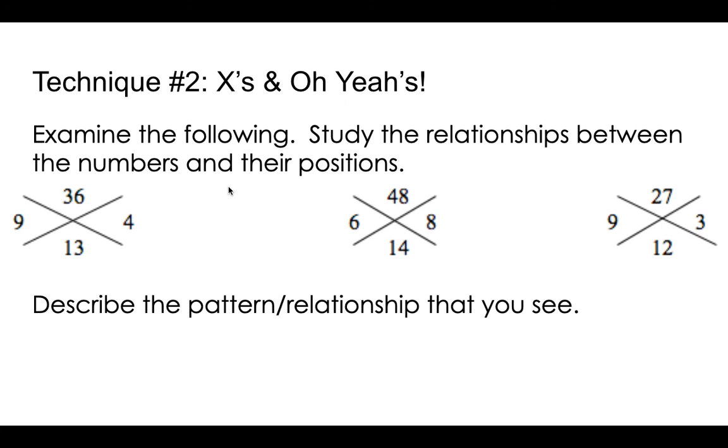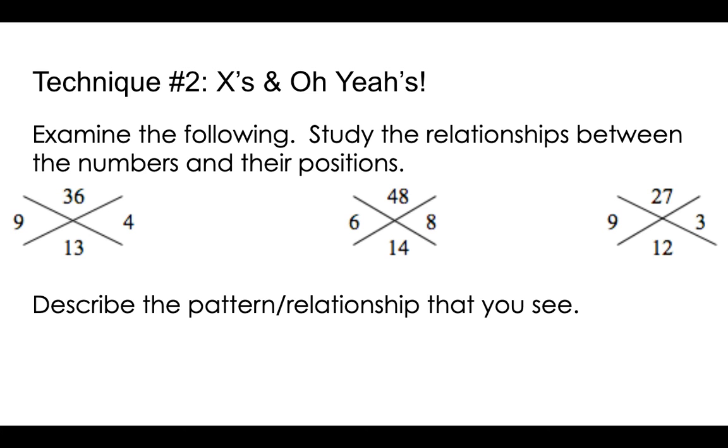Okay, so the second technique is called X's and O's. So we're going to use a pattern, and these are puzzles like this. So if you look at these puzzles, if you look at the relationships between the numbers and their positions, you'll notice a pattern form. So what pattern or relationship do you see? So pause the video here if you can. Take a look at these three examples. The pattern is going to be the same in each one.